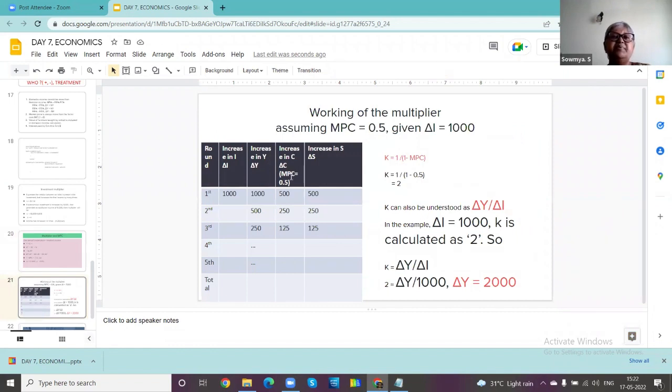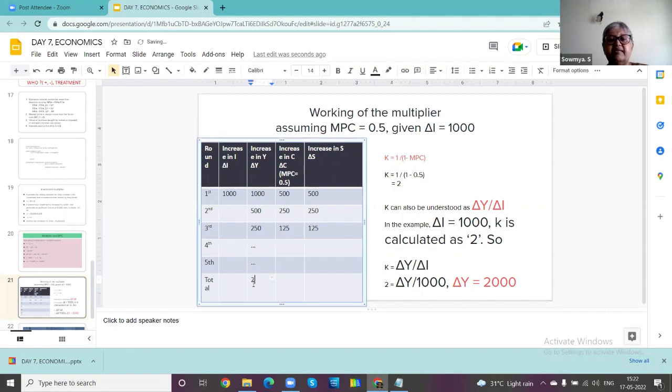We have assumed MPC as 0.5 here, so we can very well calculate K. K will be 1 divided by 1 minus 0.5, which is 2. The change in I we already know, that is 1000. So the change in Y can be very easily calculated: 2 into 1000, 2000. They can sum it up and complete the table as 2000.